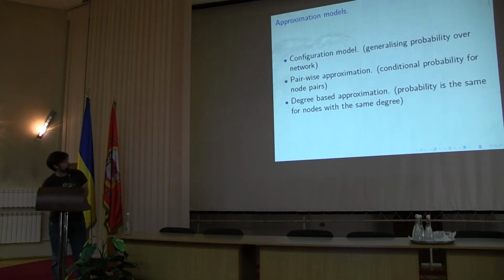And degree-based approximation is a heuristic, which is quite interesting. We assume that probability is the same for nodes with the same degree. So if some person has only one friend, then all persons who have only one friend will have the same infection rate. If some person has only two friends, then all of them will have the same betas. It's also, of course, a simplification, but it works very well for some kinds of networks.